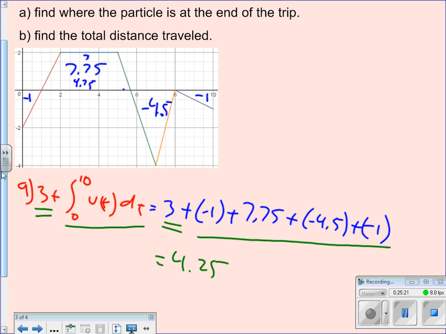Part B says find the total distance traveled. Part B is the integral from 0 to 10 of the absolute value of the velocity, or the absolute value of all those parts added together.